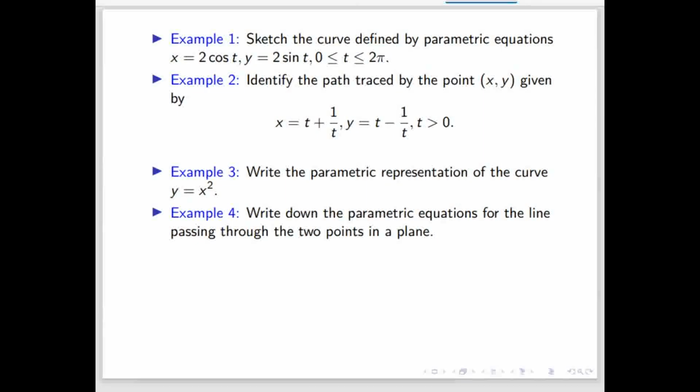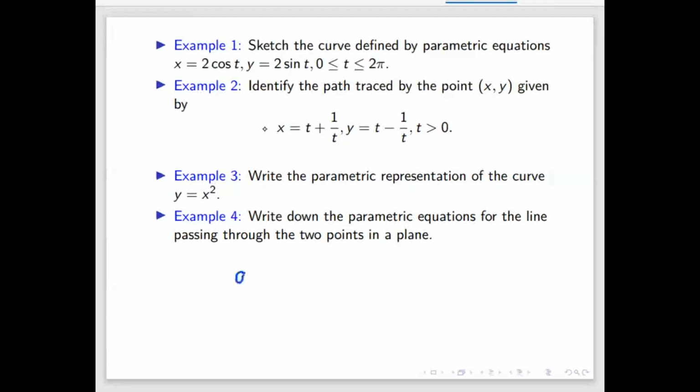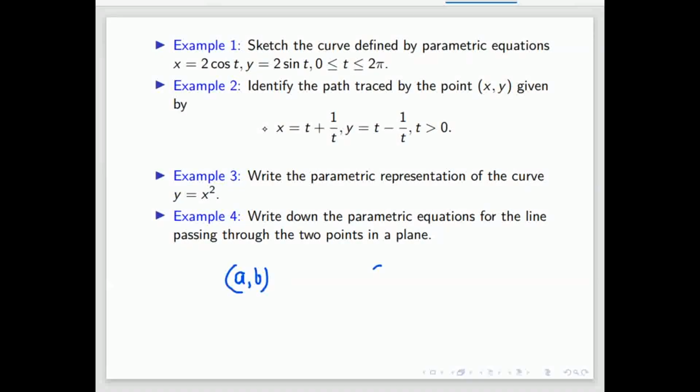Suppose in 2 dimensions 2 points are given. I am giving some points. Suppose a comma b is 1 point, another point is c comma d, and I want the parametric representation of this line in terms of parameter t, so that as t varies, it will vary from point AB to point CD.